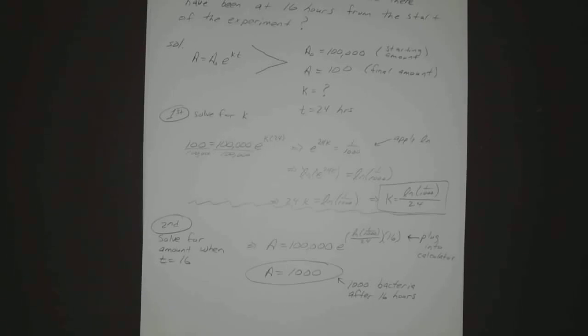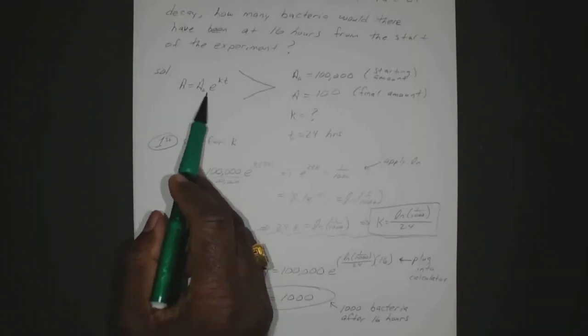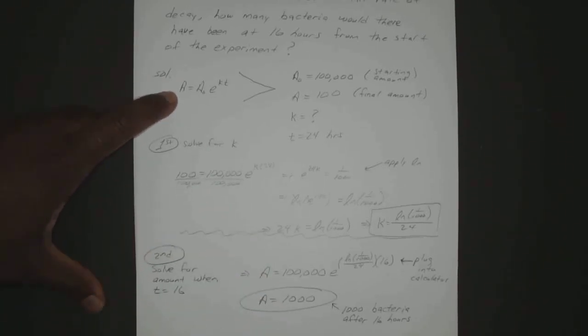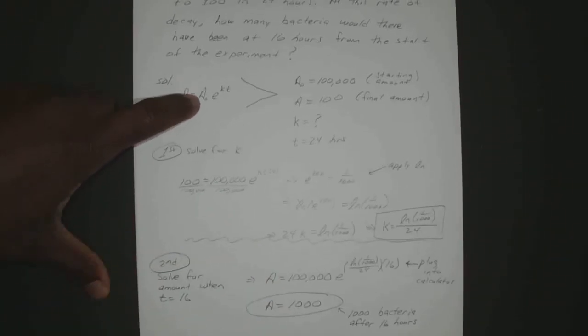That's why we couldn't just automatically plug in 16, because if we try using this formula, we were trying to solve for a new amount. We had our starting amount, and we had everything but our k. So we had to find k first, and then we could plug it in. All right. So any questions on that one?